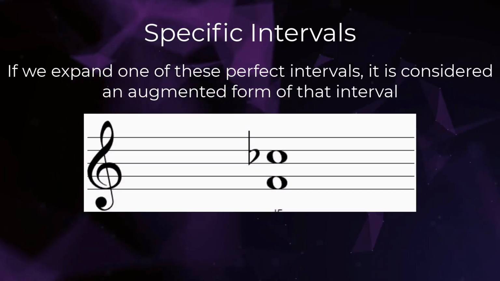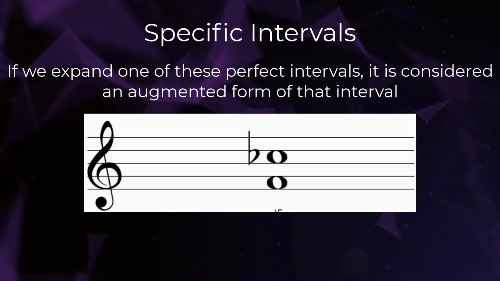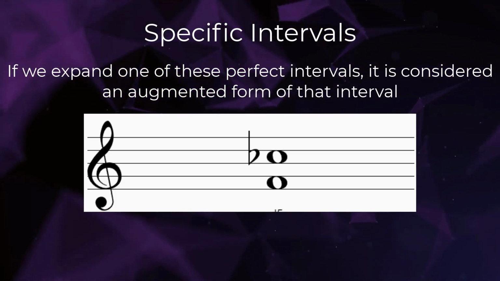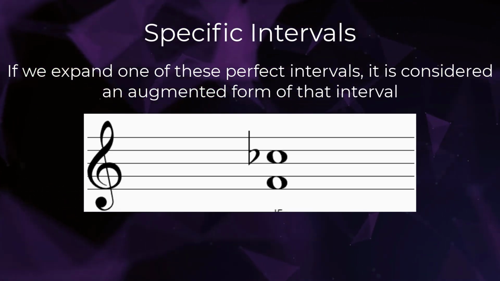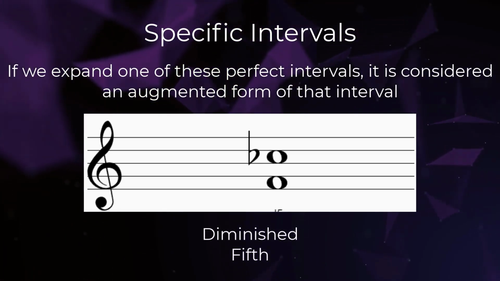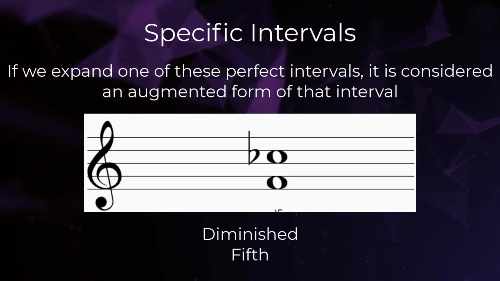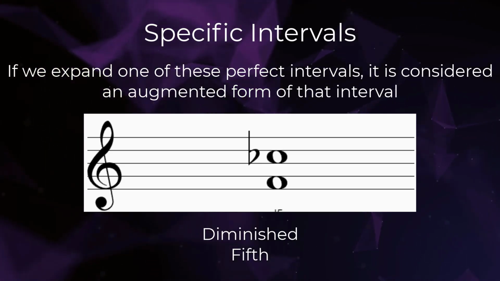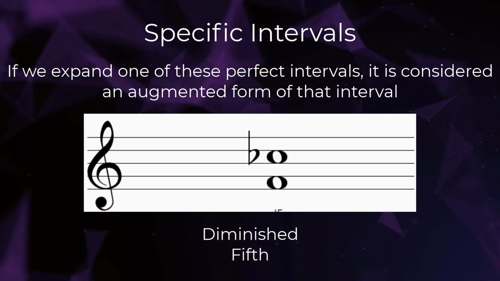However, if we had this instead, an F to a C flat, this would be some form of fifth. F to C is a perfect fifth, so this would be a diminished fifth as we have shrunk that space. Both an augmented fourth and diminished fifth sound the same, so be sure to count the interval first.